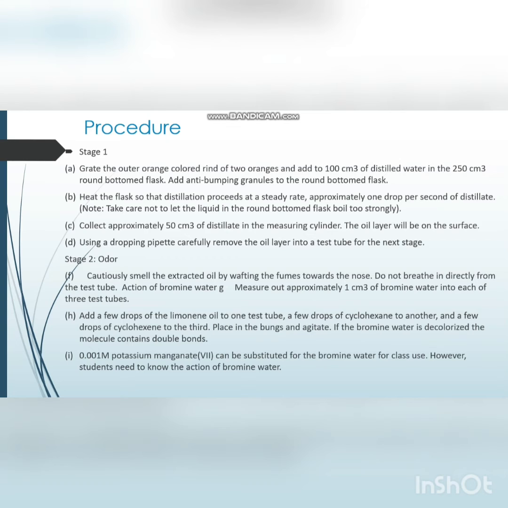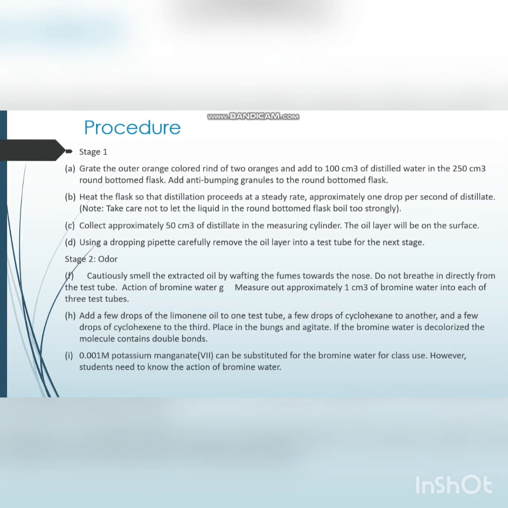Procedure. Stage 1. Grate the outer orange colored rind of 2 oranges and add to 100 cm³ of distilled water in the 250 cm³ round bottom flask. Add anti-bumping granules to the round bottom flask. Heat the flask so that distillation proceeds at a steady rate, approximately 1 drop per second of distillate.